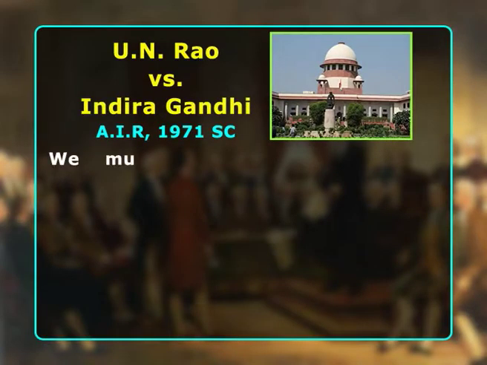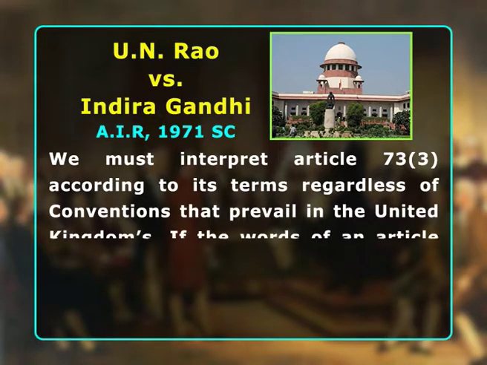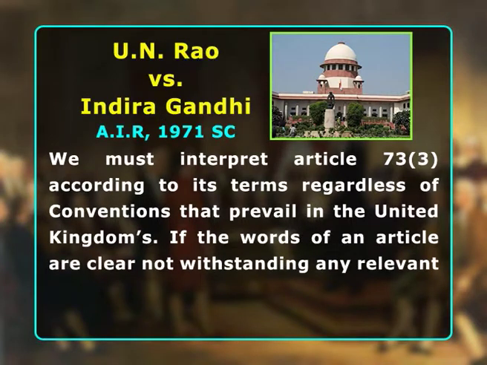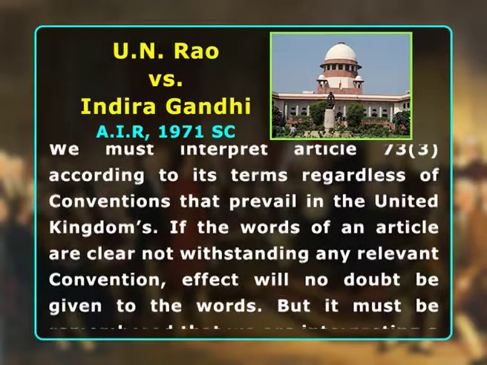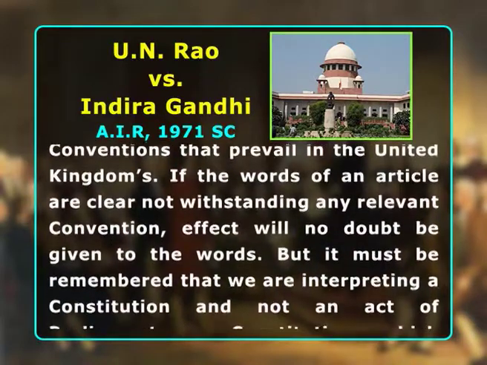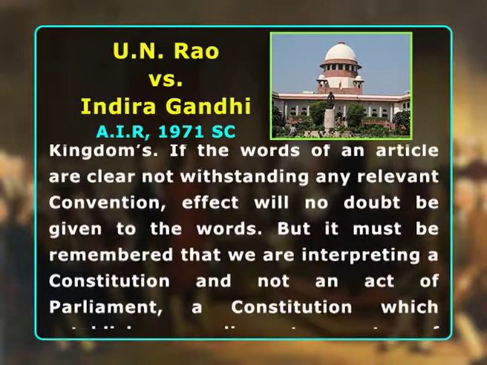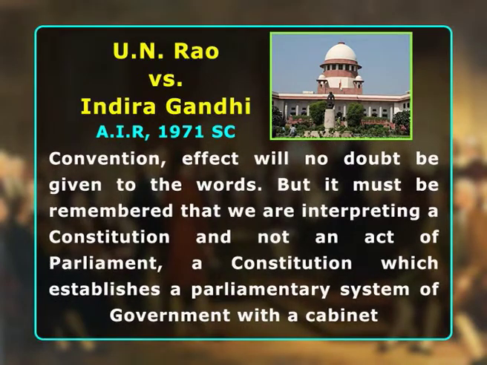The Supreme Court observed that we must interpret Article 74, Clause 3 according to its terms regardless of the conventions that prevail in the United Kingdom. If the words of an article are clear, notwithstanding any relevant convention, effect will no doubt be given to the words, but it must be remembered that we are interpreting a constitution and not an act of parliament. A constitution which establishes a parliamentary system of government with a cabinet. In trying to understand it, one may well keep in mind the conventions prevalent at the time the constitution was framed.